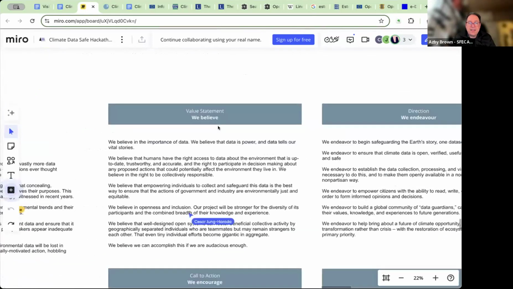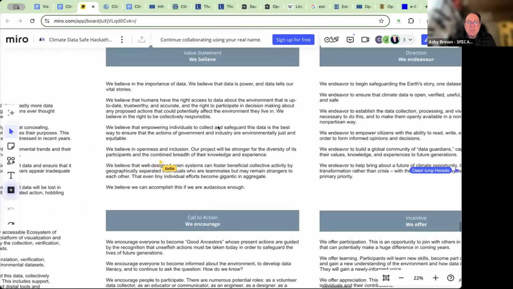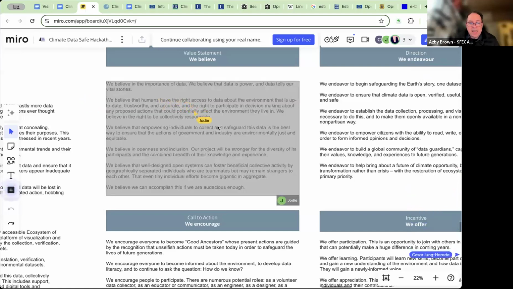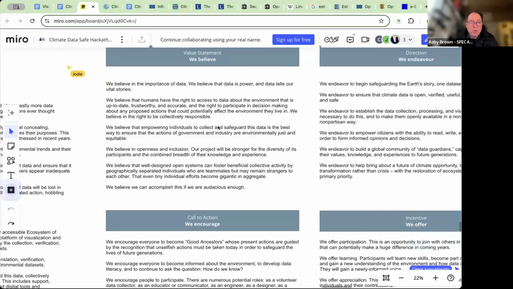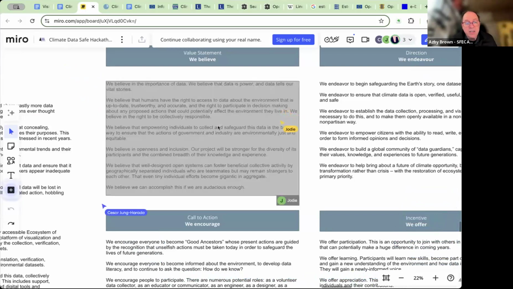Then value statements. We believe in the importance of data. We believe that data is power and data tells our vital stories. We believe that humans have the right to access, I forgot the two, to data about the environment that is up to date, trustworthy, and accurate, and the right to participate in decision making about any proposed actions that could potentially affect the environment they live in. We believe in the right to be collectively responsible. We believe that empowering individuals to collect and safeguard this data is the best way to ensure that the actions of government and industry are environmentally just and equitable.